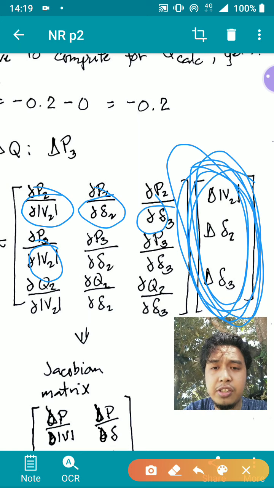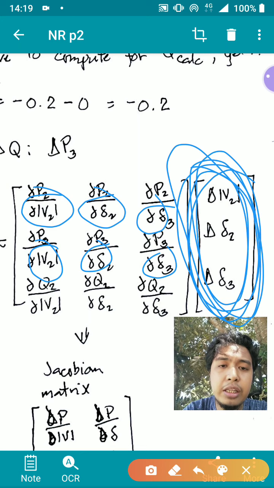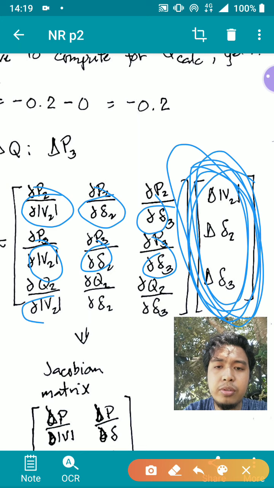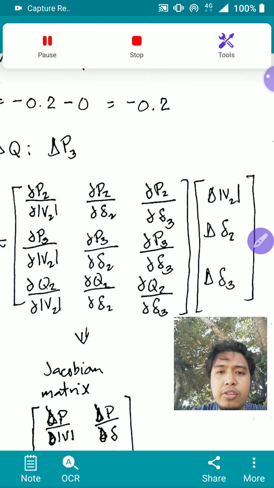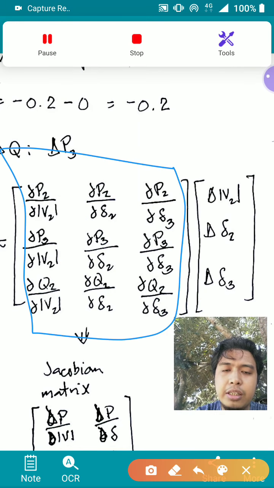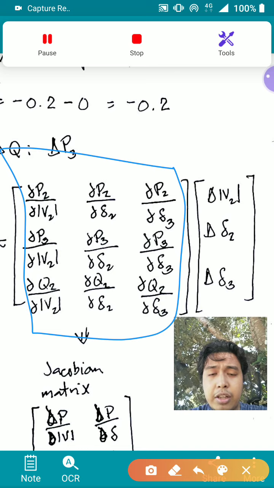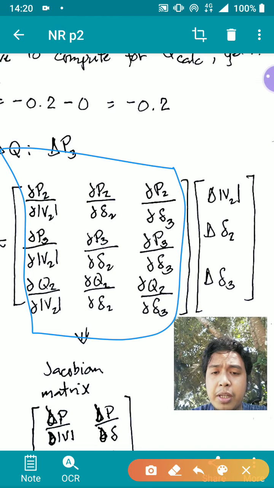Okay. So for P3, it's dependent on the change in V2, delta 2, and delta 3. On Q2, V2, delta 2, delta 3. Same order as this one. Okay. So this whole partial derivatives matrix is called your Jacobian matrix.